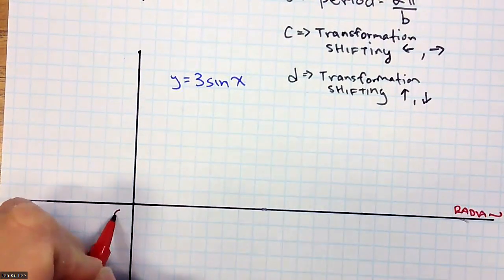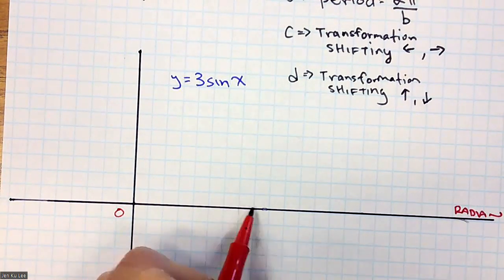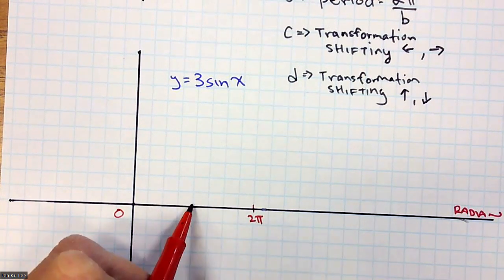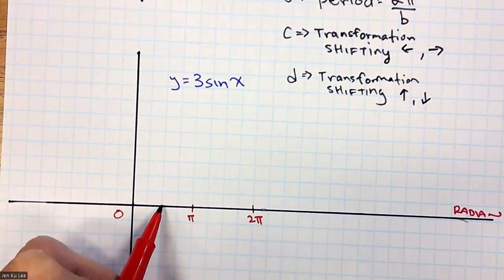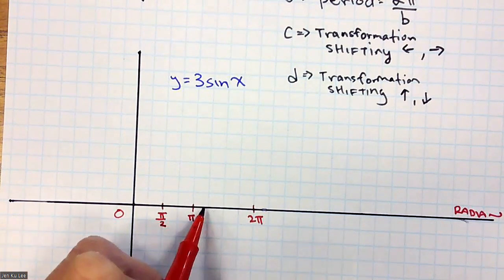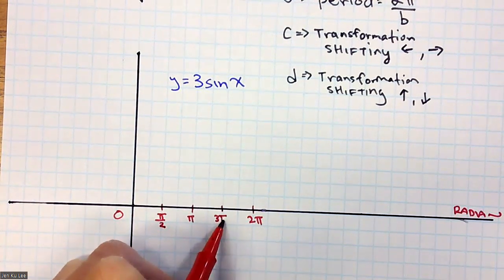Okay, this is going to be at 0, 2, 4, 6, 8. That's 2 pi. That's pi. Half of 0 and pi is pi over 2. Halfway between pi and 2 pi is 3 pi over 2, right?